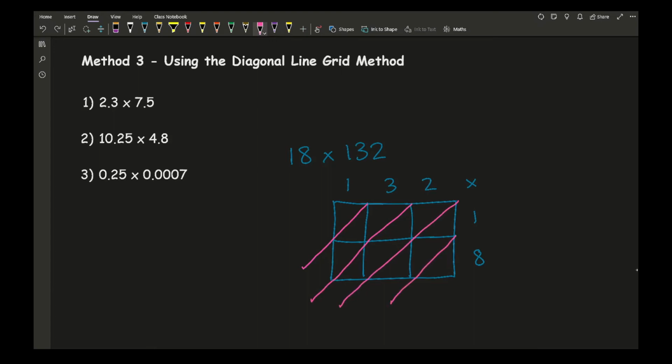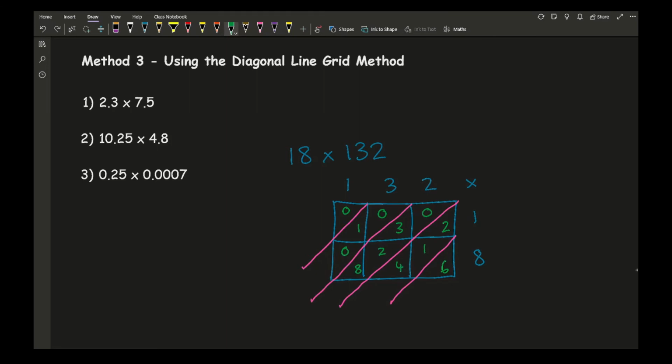And now I'm going to cross multiply the 2 numbers. So here I've got 2 times 1, which is 0, 2. If it's a single digit, just write 0. 2 times 8, which is 16. 3 times 1, which is 3. 1 times 1, which is 1. 1 times 8, which is 8. 3 times 8, which is 24.